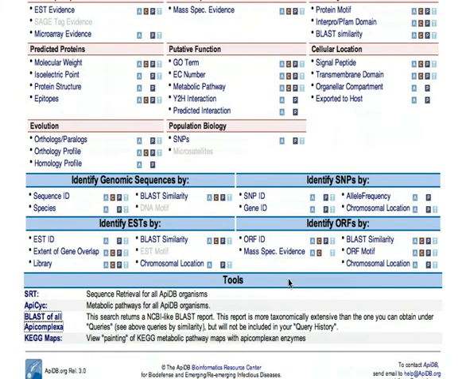At the bottom of the page, there's a listing of various tools present in ApiDB. There's the Sequence Retrieval Tool, or SRT, which allows one to query for sequences, and that can be of type either genomic, transcript, CDS, or protein. There's a link to ApiPsych, which allows one to query for metabolic pathways present in all ApiDB organisms. There's a link to be able to BLAST sequences against all Apicomplexan species, and a link to KEGG.